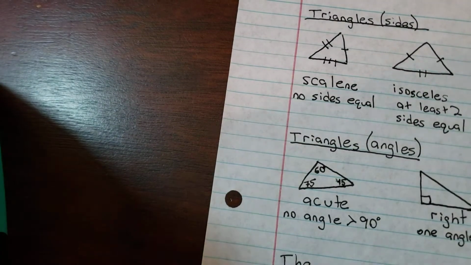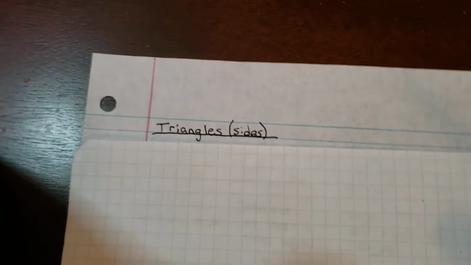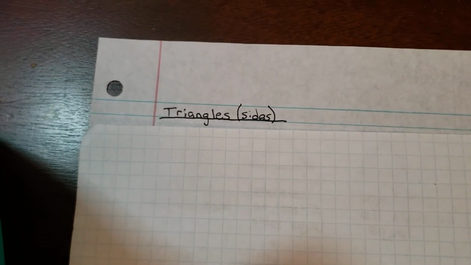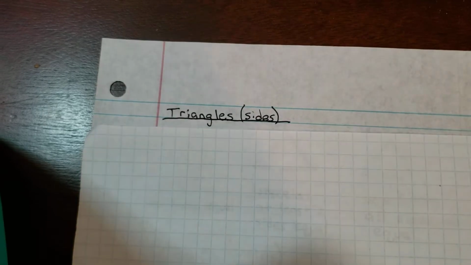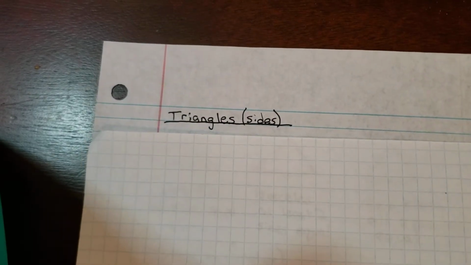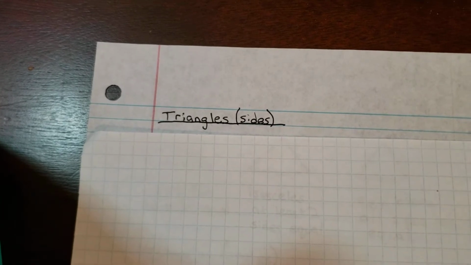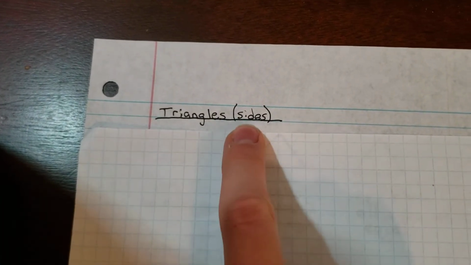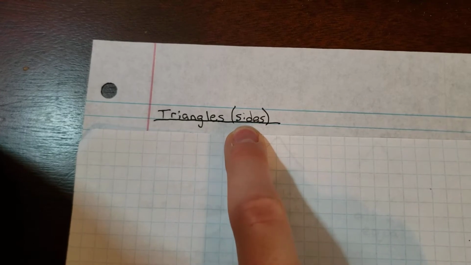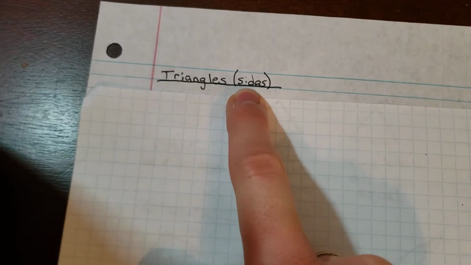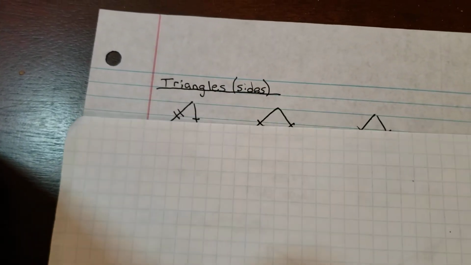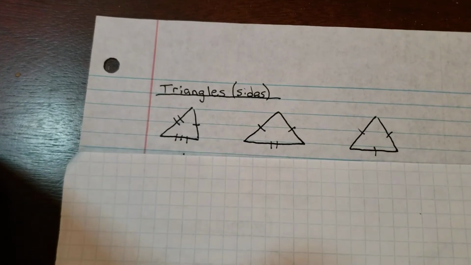Again, leave a comment below or reach out to me and I will be happy to answer any questions you guys may have. So for our triangles, this is how you categorize different triangles based on their sides. You could also categorize triangles based on their angles. I'll get to that in just a minute. So we have these three types of triangles.